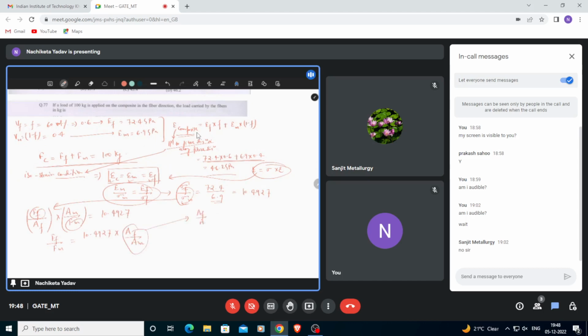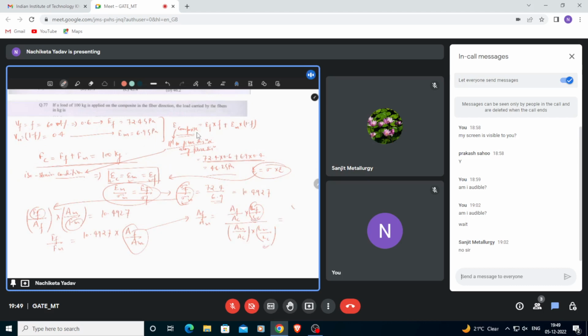What we can do, we will make it in volume because volume percentage is given. So in a composite, if we divide both by AF and AM, the same value we will get, and we will multiply LF by LC because strain is the same. So this value and this value will be the same.